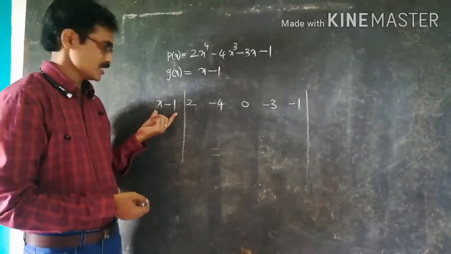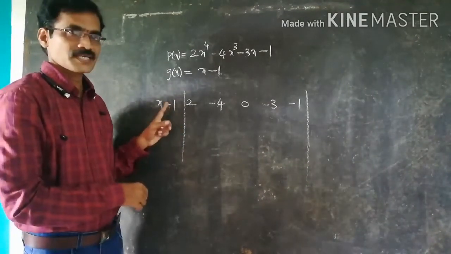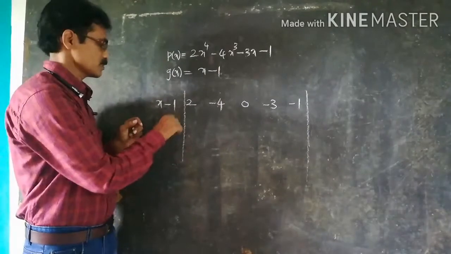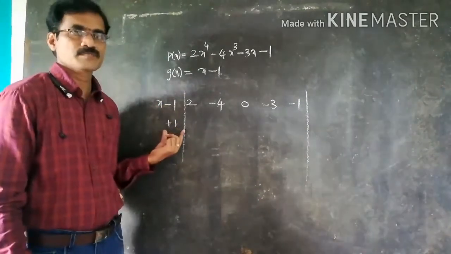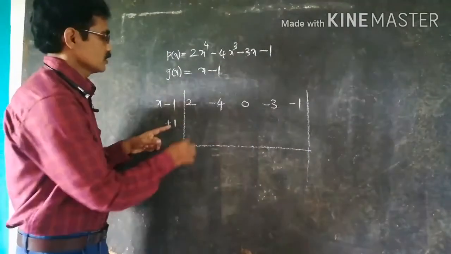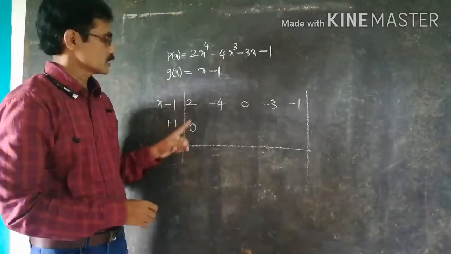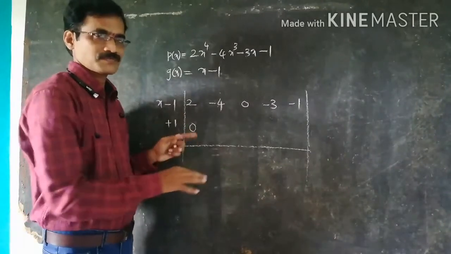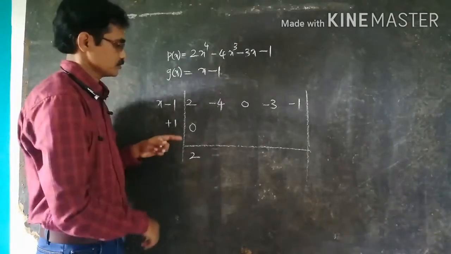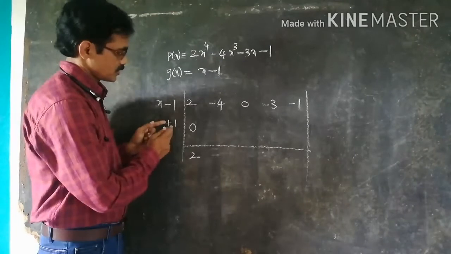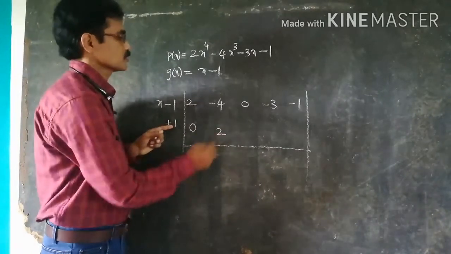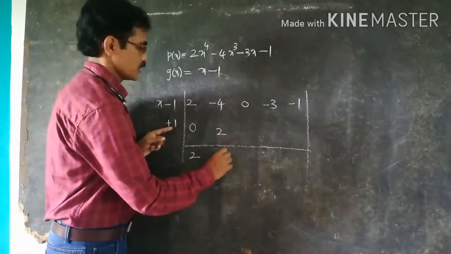In this linear polynomial, what is the constant here? Minus 1. If it is minus 1, you take the additive inverse of this minus 1, that is plus 1. If there is minus 2, you take plus 2. That is the condition. Now the first number, you have to write below as it is, with 0 every time. So 2 plus 0 is 2, and you multiply 1 into 2, the additive inverse of the constant, which gives 2. So minus 4 plus 2, you will get minus 2.